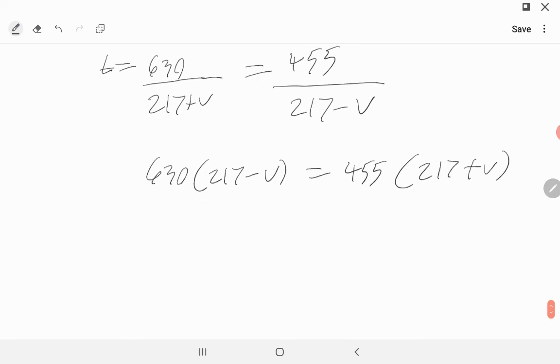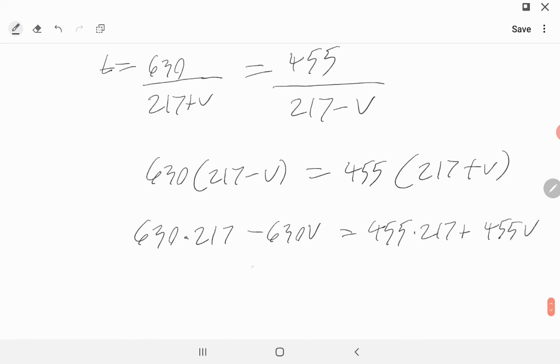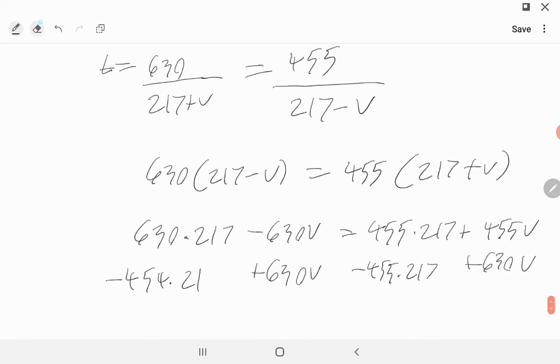So that means we're going to get 630 times 217. So we're actually going to cheat just a little bit. Well, not cheat. We can take 630 times 217 minus 630v equals 455 times 217 plus 455v. We can add 630v to both sides. We can subtract 455 times 217 from both sides. Whoops, 455.